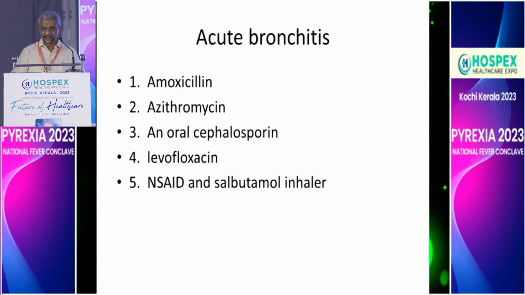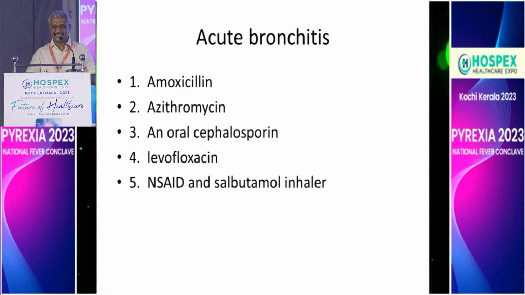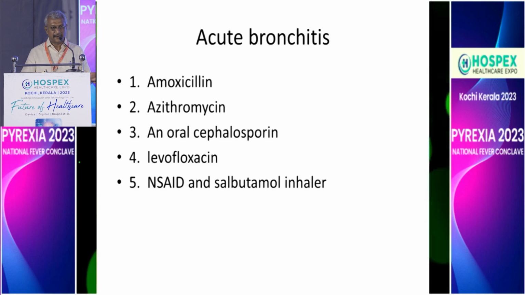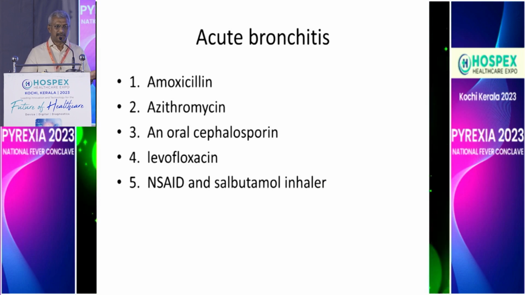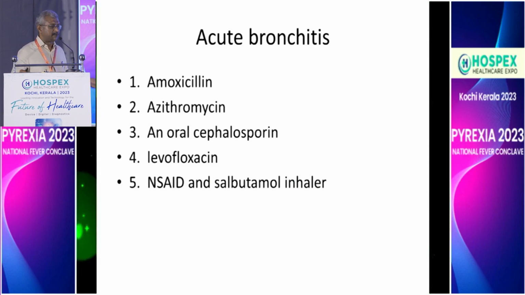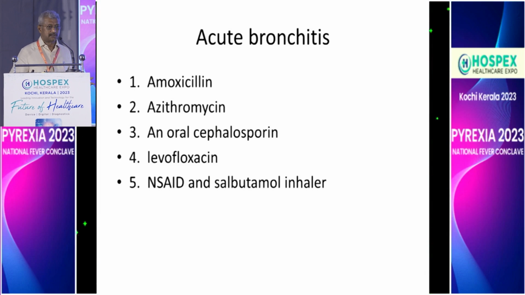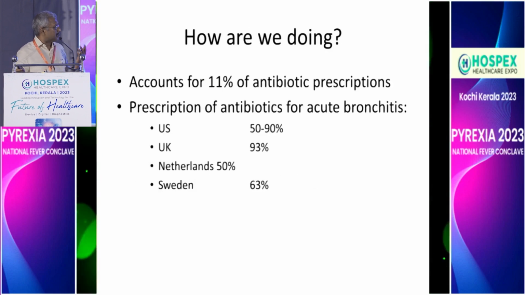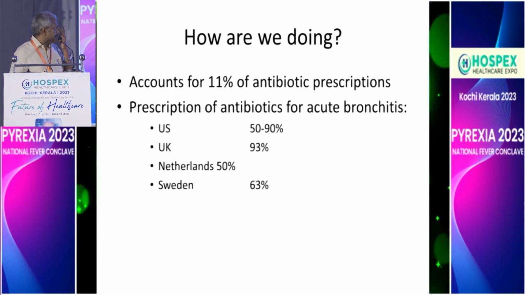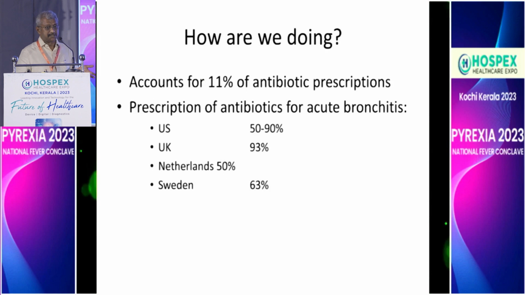Here, the diagnosis is basically acute bronchitis. He just has a cough, though it's productive. Otherwise, chest X-ray is normal, the lung is not involved. So what is the drug of choice, or how do we treat? Are we going to treat with amoxicillin, azithromycin, oral cephalosporin, fluoroquinolones, or are we just going to give some NSAIDs and salbutamol?